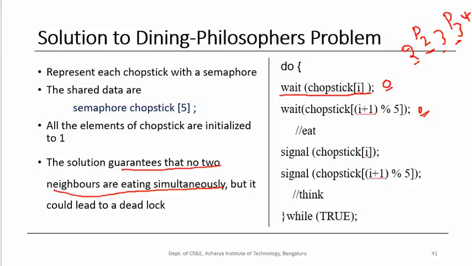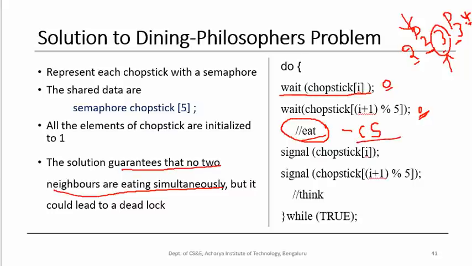Now P3 is trying to enter. If it wants to get chopstick 4, it can get it, because chopstick of 4 is equal to 1. So let's say it gets chopstick of 4, but when it tries to get chopstick 3, that semaphore associated with this chopstick has become 0. So P3 has to wait. It will not be able to eat. So therefore, only one process is allowed to eat at any given point of time. That is the critical section, right?